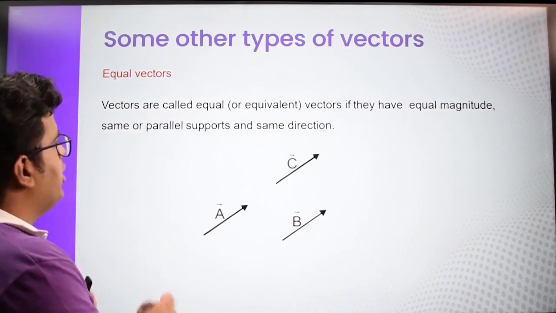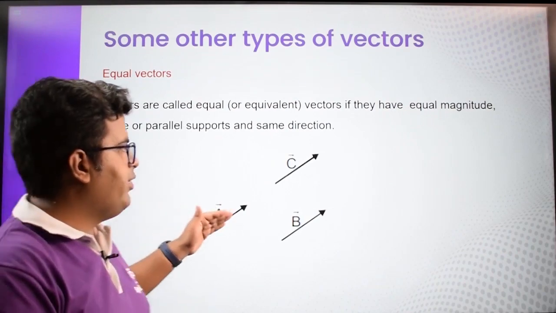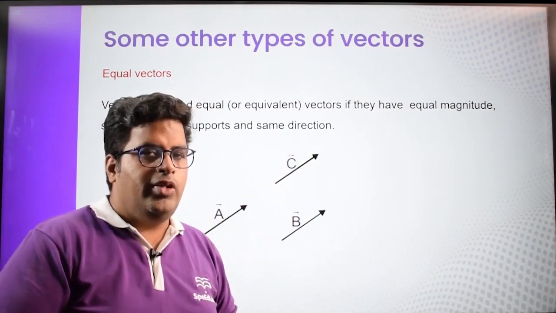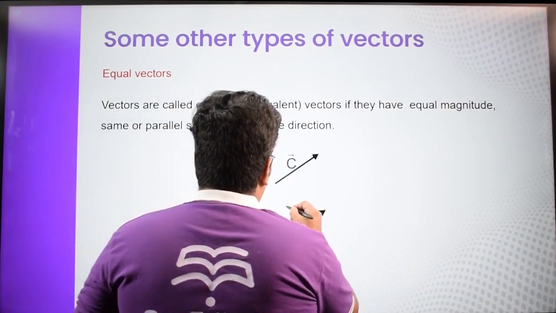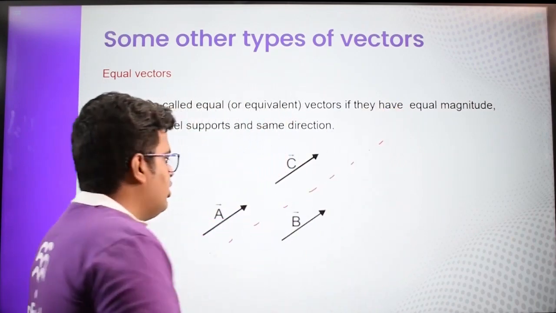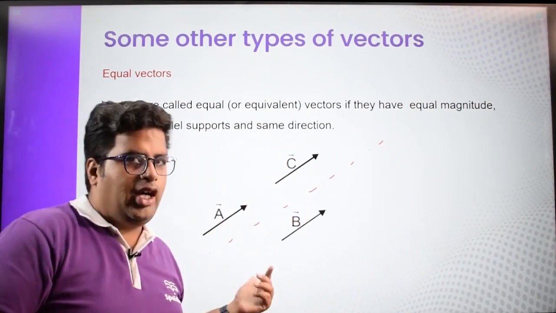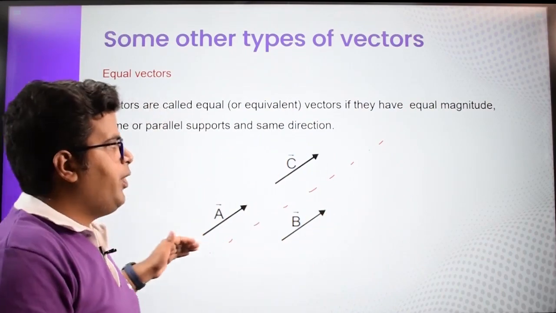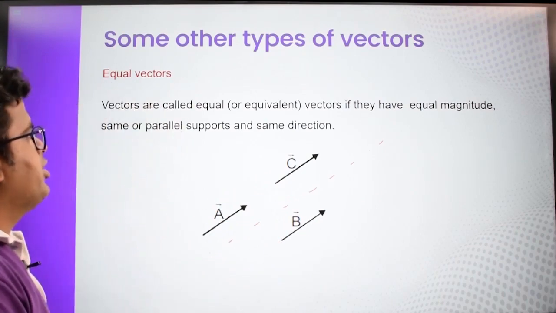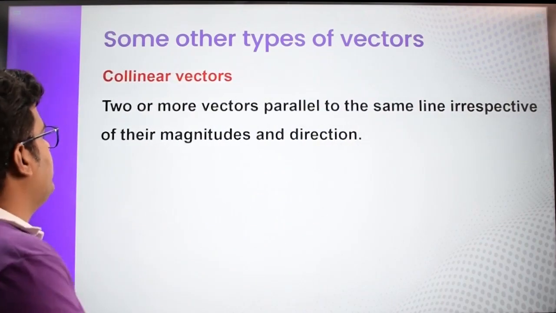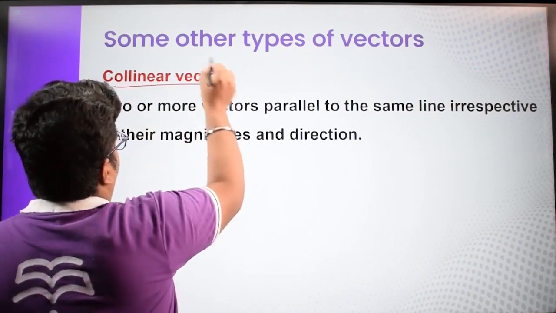Now the next one is your diagram, that this is A vector, this is C vector, and this is B vector. So basically, let's say this is the support line for these three vectors. They have equal magnitude, they are all in the same direction and have a parallel support. So these are going to be your equal vectors. Now we have another term, that is collinear vectors.